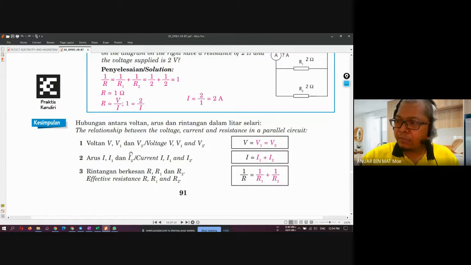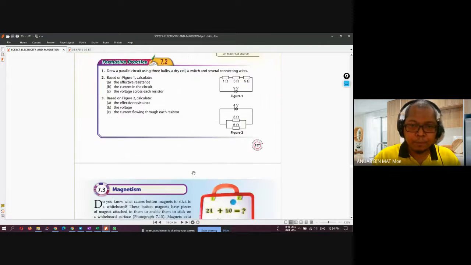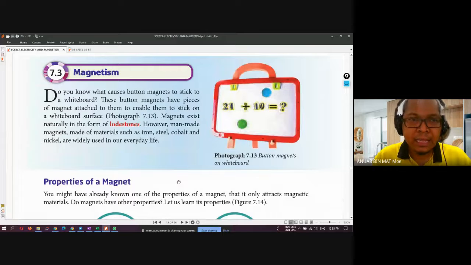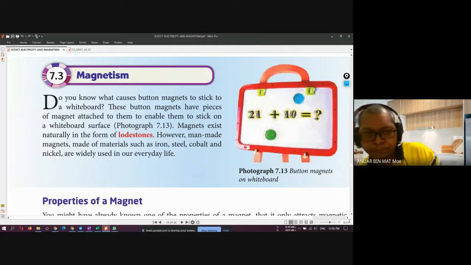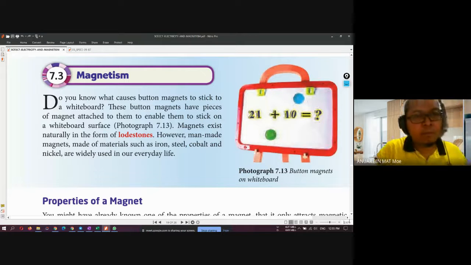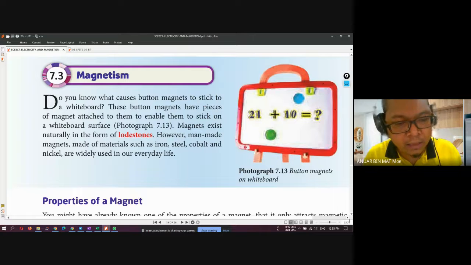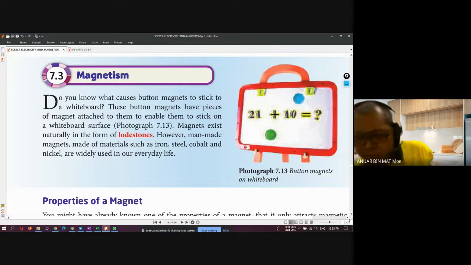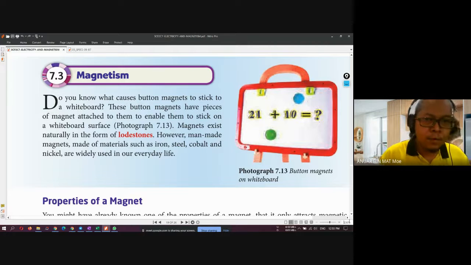I think for today, I will start a new chapter. Not a new chapter, but the new subtopic for chapter 7. That is 7.3. We're going to learn about magnetism. Can you see my presentation? Yes, magnetism. Chapter 7, the last subtopic for chapter 7, electricity and magnetism, is 7.3 magnetism. So I will continue the lesson for today.